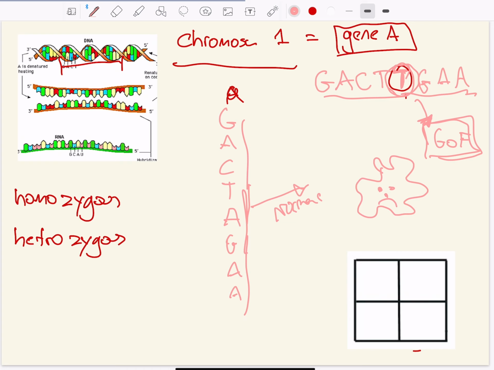So the take-home point here is for a genetic change that causes a gain of function, not a loss of function, a gain of function, you only need one of them to over-dominate the other. And that's where you get the dominant recessive. So let's go back to our Punnett square.